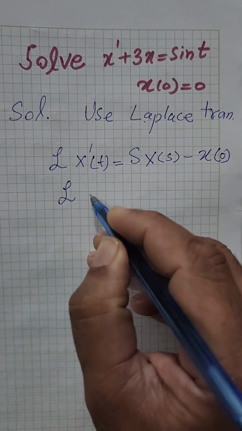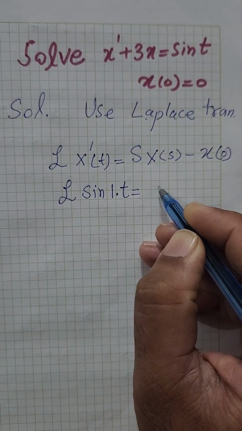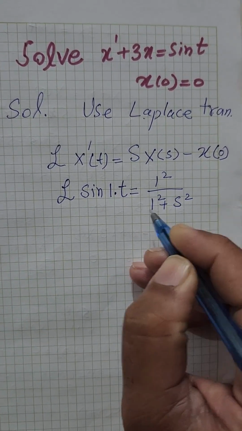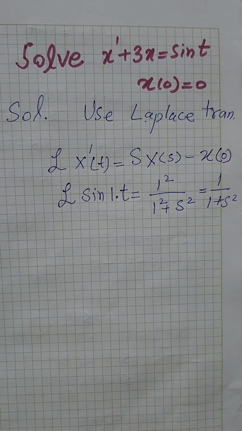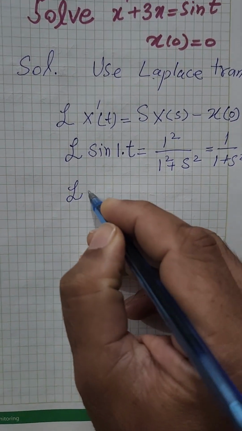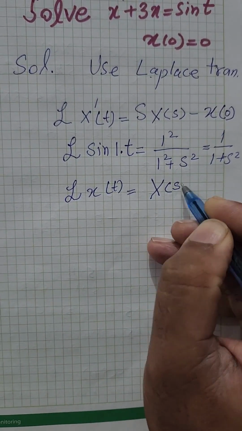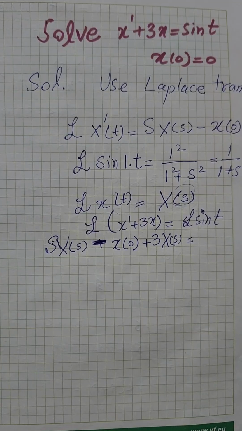We also know that Laplace of sine of 1 into t is equal to 1 squared over 1 squared plus s squared, which is 1 over 1 plus s squared. Similarly, Laplace of x of t is just capital X of s. So the time domain has been changed into the frequency domain.